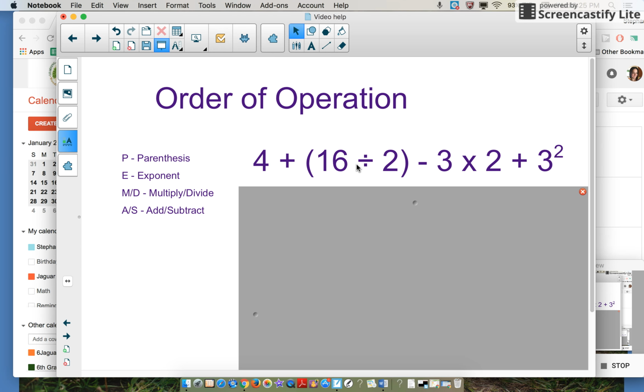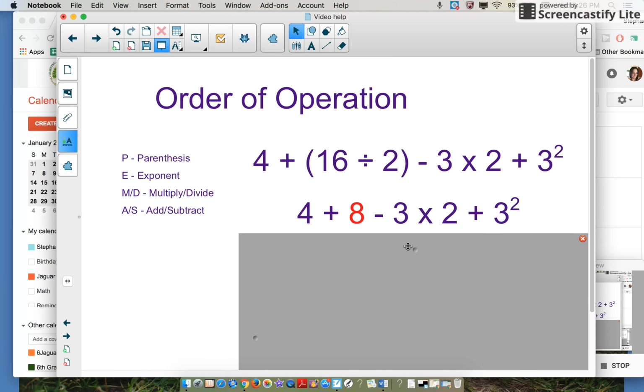Here's a problem we're going to do: 4 plus the quantity of 16 divided by 2, minus 3 times 2, plus 3 squared. So in the order of operations, the first thing that comes up is parentheses, so that's indeed what we're going to do first. 16 divided by 2 is 8. So then I write 8 instead of the parentheses, and then I write everything before the parentheses and everything after the parentheses to show my new problem.